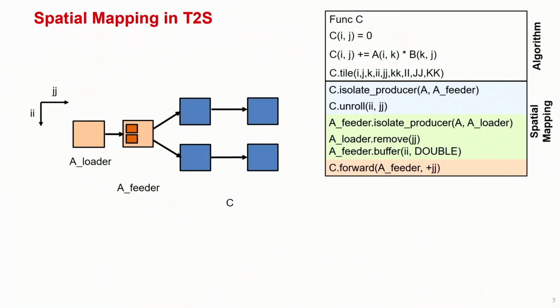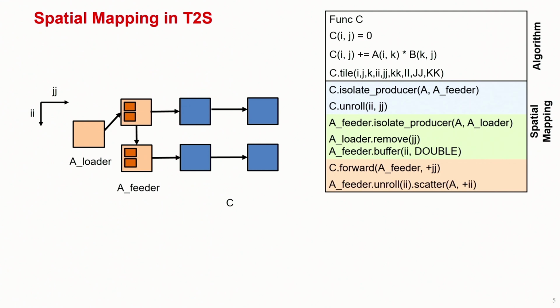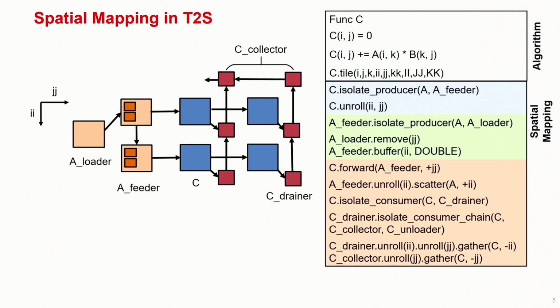Now the user can also specify the forwarding directive, which will create a forwarding network within the same row of the C compute PEs, which is also known as the systolic communication. The user can unroll the AFeeder PE and then create a scatter network using our scatter directive. And the user can further isolate C drainers and C collectors from the main compute PE and use our gather directive to implement a 2D gather network.